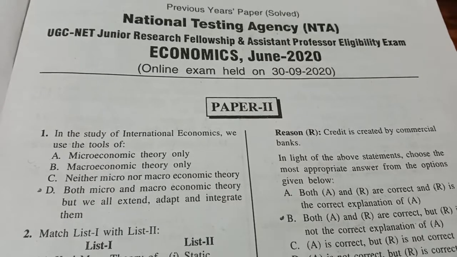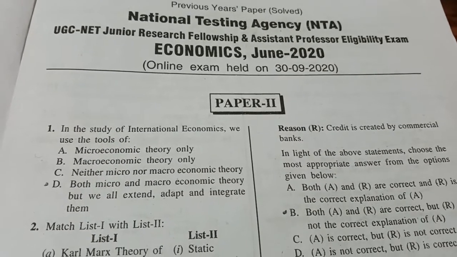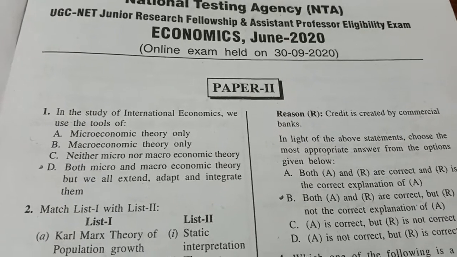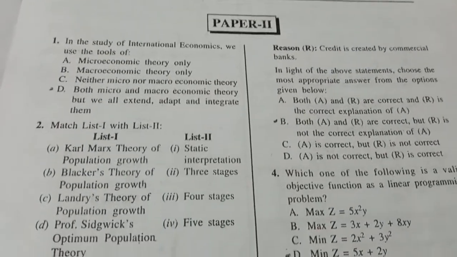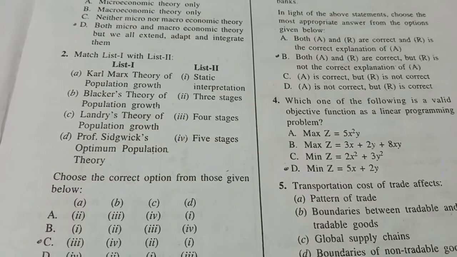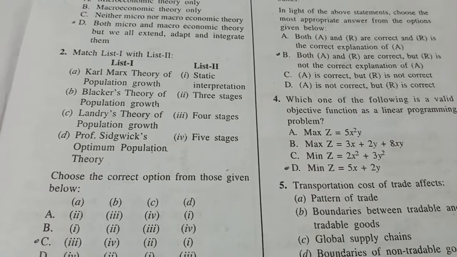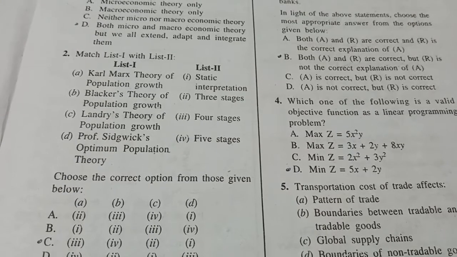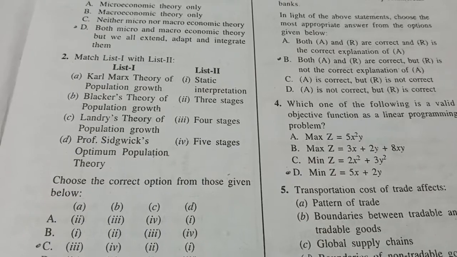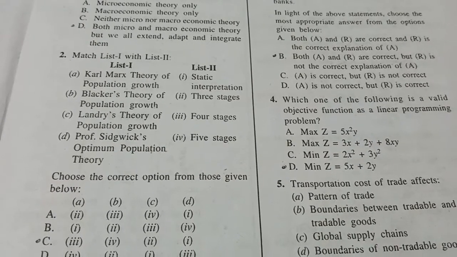In the study of international economics, we use the tools of both micro and macroeconomic theory, but we extend, adapt, and integrate them. Karl Marx's theory of population growth, 3 number, 4 stages. Blacker's theory of population growth, 4 number, 5 stages, and Landry's theory of population growth, 2 number, 3 stages. Professor Sidgwick's optimum population theory, 1 number, static interpretation.